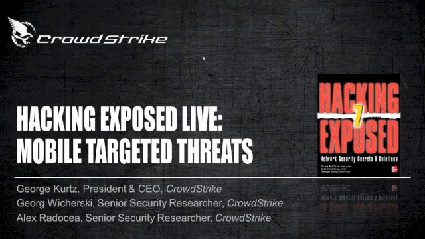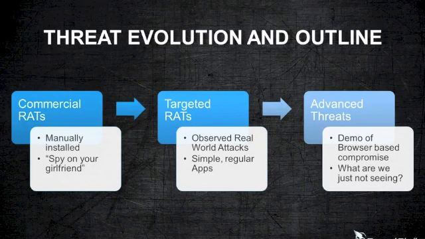Hello, my name is Georg and I'm a senior security researcher with CrowdStrike, and I'm going to walk you through advanced mobile targeted threats today. So the outline of this talk is the threat evolution that we observed. It all started out with commercial RATs back in around 2006, and those were basically primitive RATs that were manually installed on a phone and had this spy on your girlfriend type of idea. So it was mainly marketed to the consumer market.